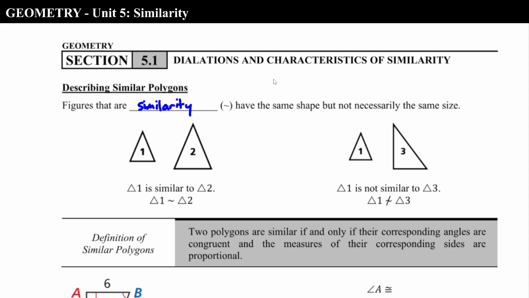Over here, triangle 1 and triangle 3 are not similar because not only are they not the same size, they're also not the same shape. Here we have an acute triangle. This one is a right triangle. So they are completely different shapes, so therefore they are not similar.